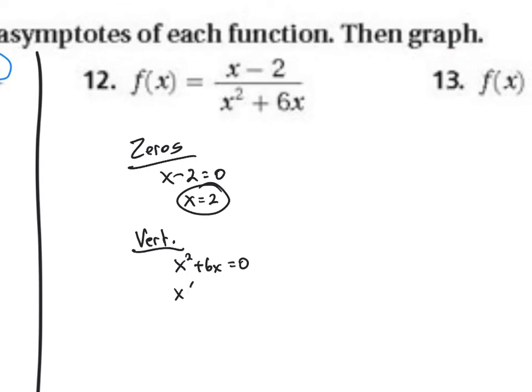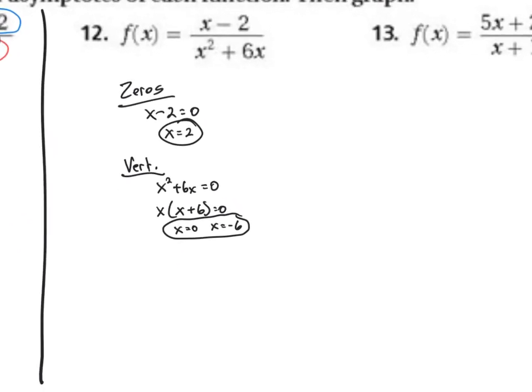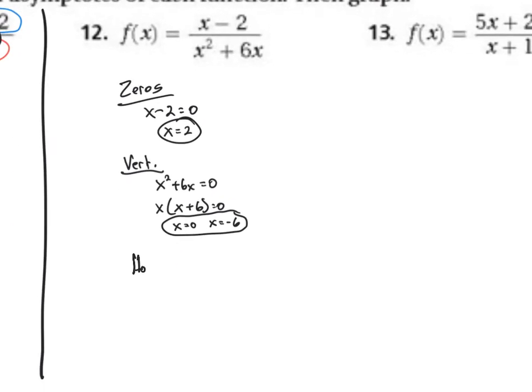So I'm going to get x plus 6 equals 0. So it looks like when x is 0, that's going to be a vertical asymptote. But there's also going to be one at negative 6. 2 vertical asymptotes. How about the horizontal asymptote?